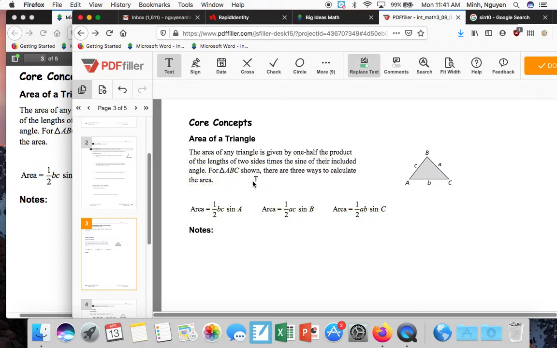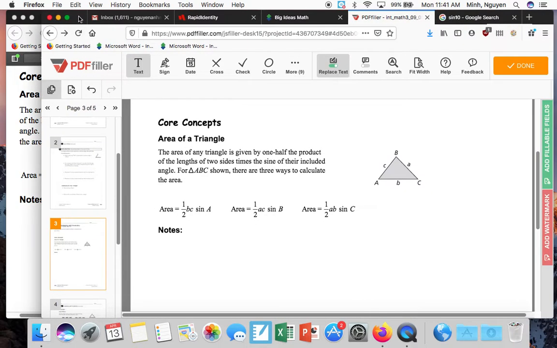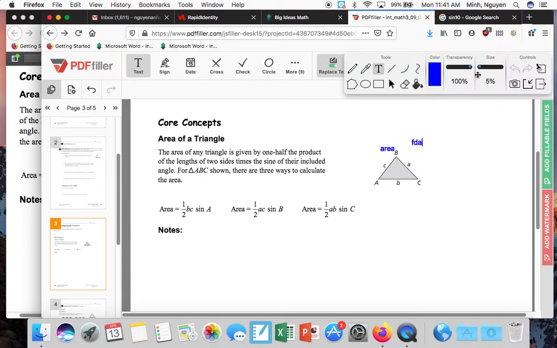For triangle ABC shown, there are three ways to calculate the area. So one thing I would say in terms of vocab is "included." What does included mean in this context? Let's look at the formula and see if we can come up with a definition. The easiest, most obvious context I can think of is when they sell a toy and batteries aren't included. That means you don't get the batteries. But in this case, what would we get? What is there to get in this problem?